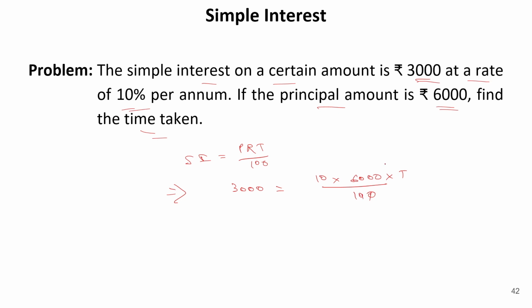So cancelling 2 zeros from the numerator and denominator, this implies that T is equal to 3,000 into 3,000 by 10 into 60. Cancelling 0, it will be 50, so it will be 5. So 5 years.